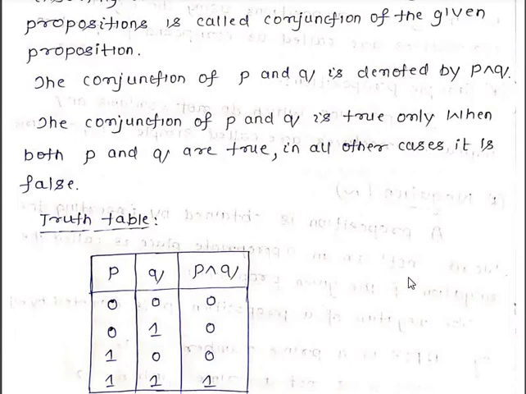So anywhere you see the "and" for conjunction, you can remember it as multiplication. Okay, 1 into 1 is only 1. All other cases you will get 0 itself.